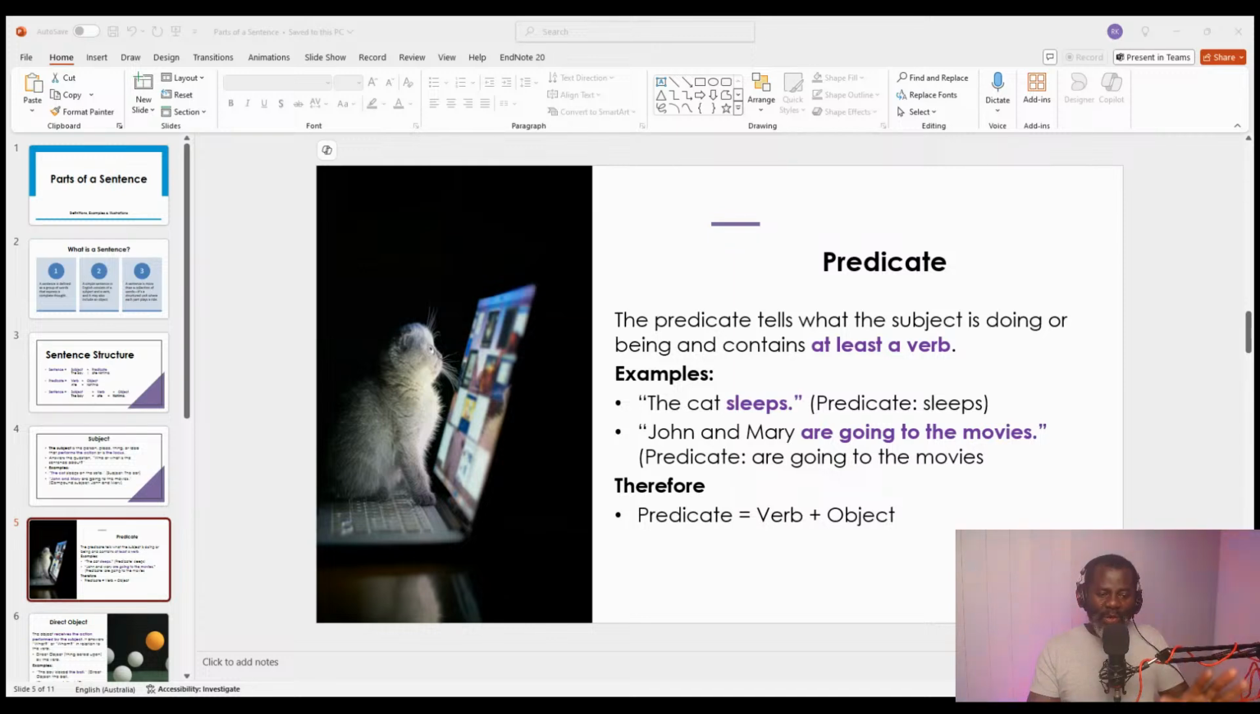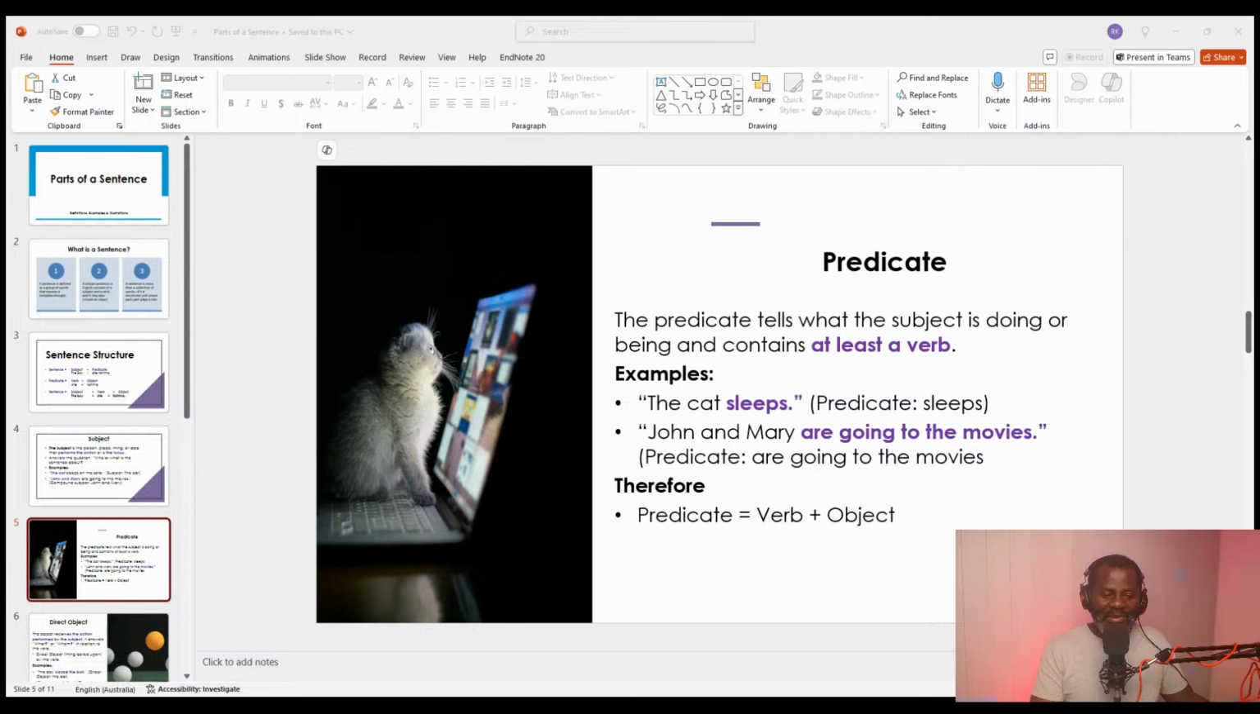Remember, this what should be differentiated from the one we said about the subject, because the subject answers the question what the sentence is focused on, but this what is in relation to the verb, as in what is the subject doing.